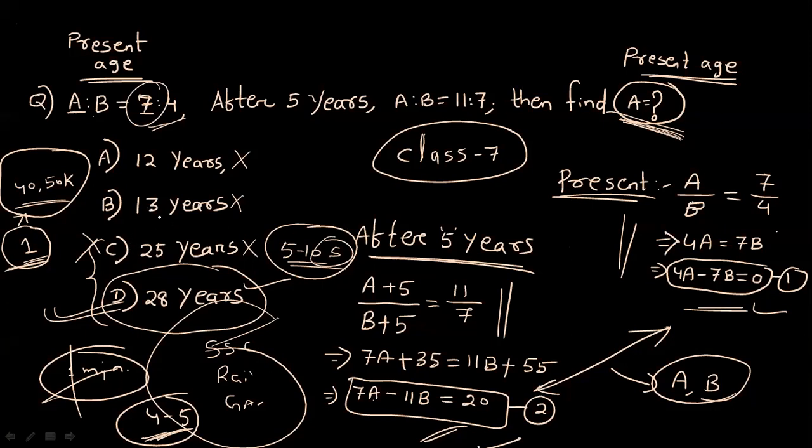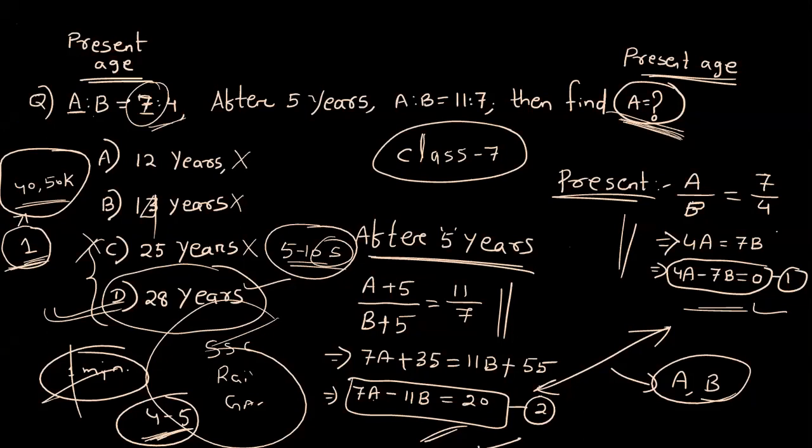For example, suppose here instead of 13, they give 14. For example, the question is, one second, I am writing. Suppose A is to B is given 7 is to 4. And after 5 years, suppose it is 11 is to 7.